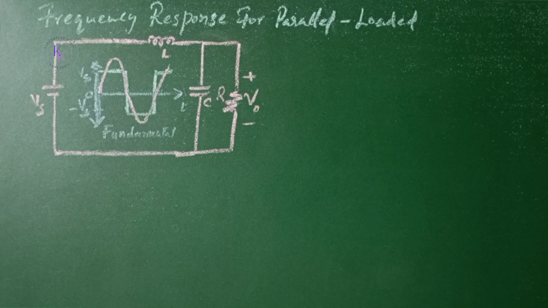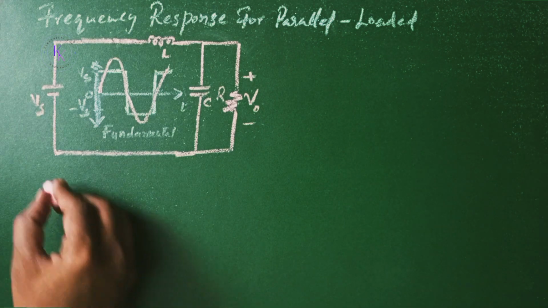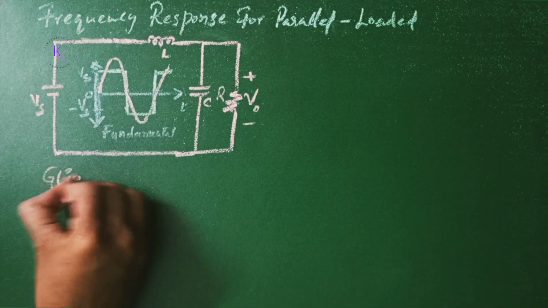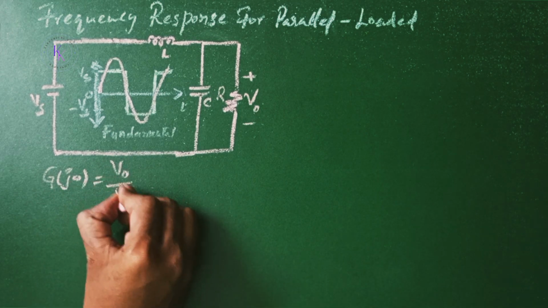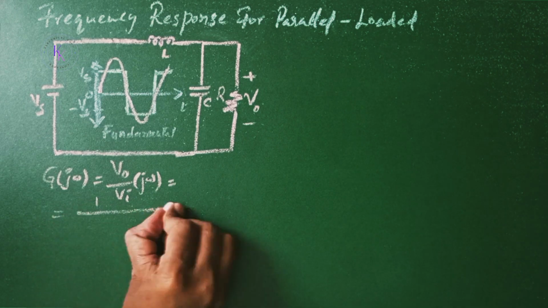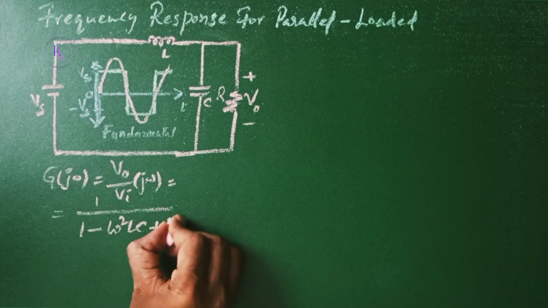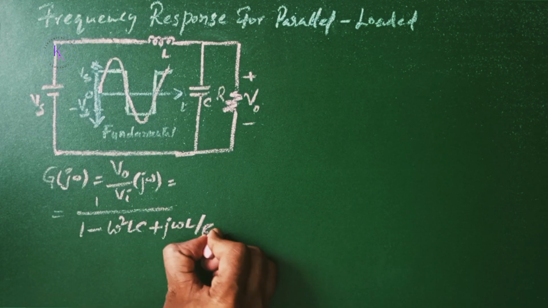Frequency response for parallel load. With the load connected across the capacitor C through a transformer or directly in a parallel loaded circuit, here we have an equivalent circuit. Then, using the voltage divider rule in the frequency domain, the voltage gain is given by V naught by Vi of j omega, which equals 1 by 1 minus omega square LC plus j omega L by R.